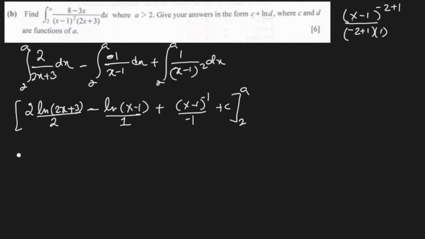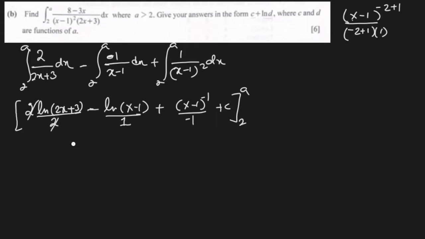Plus, okay, the case here is different. It is x minus 1 to the power 2 in the denominator. I can write this as x minus 1 to the power minus 2, and to integrate this I will add 1 to the exponent, write the same exponent down, and divide by the differentiation of the contents. Differentiation of x minus 1 is just 1. So it becomes x minus 1 to the power minus 1 over minus 1, plus c, from 2 to a.